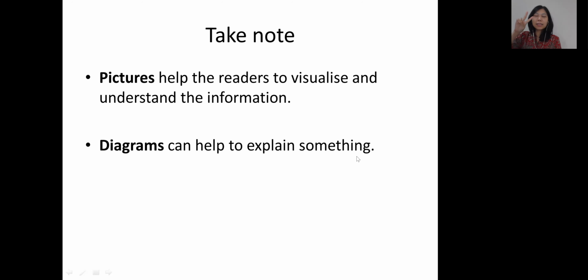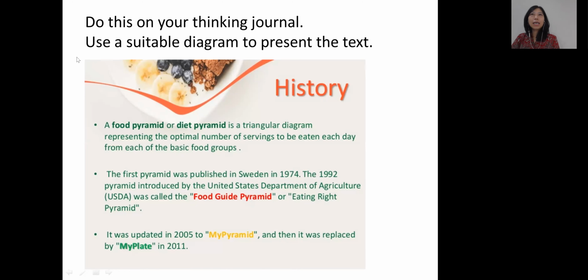There are two tasks that I need you to do just below this information, and you need to write it just below this information. Okay, the first task here. Please do this in your thinking journal. Use a suitable diagram to present the text. Now, please read this text properly. This is a history about the food pyramid.